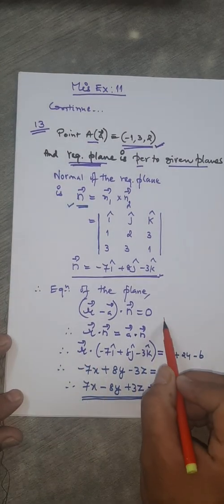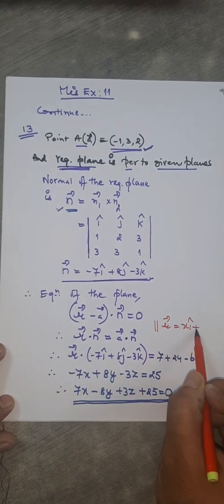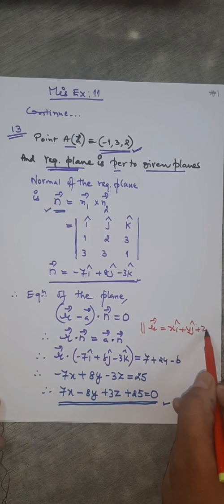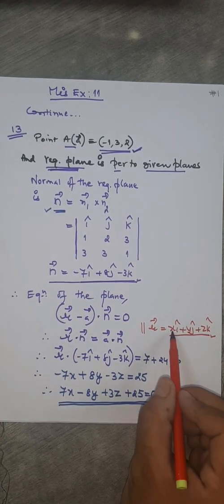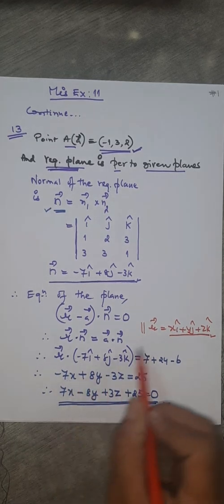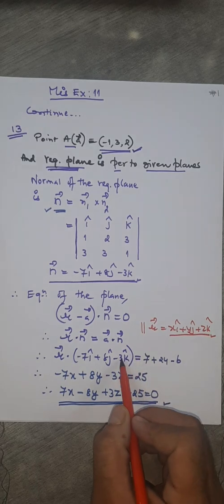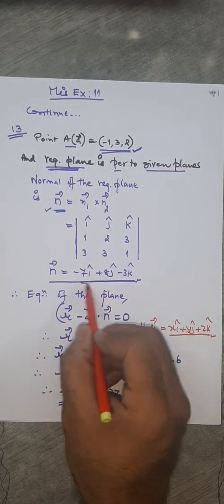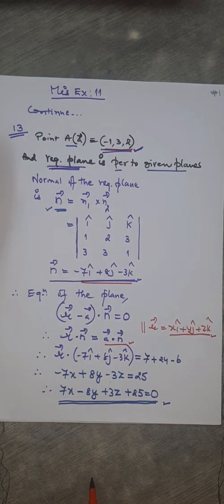What is this vector r bar? Vector r is nothing but xi cap plus yj cap plus zk cap. You know this very well. This is an arbitrary vector. So x into minus 7, y into 8, 8y, z into minus 3, minus 3z. And this is simply the dot product of this vector and this vector. So you are getting this. Fine?